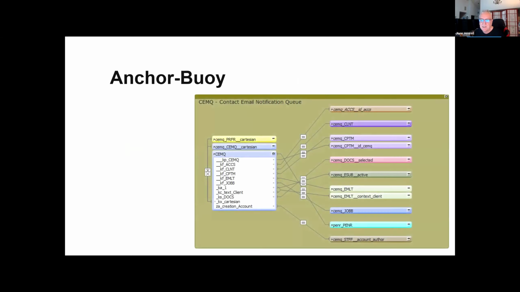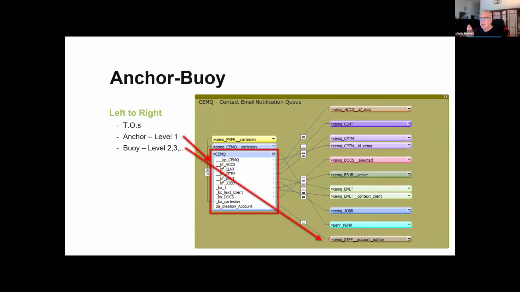Here's how it usually plays out. Here is the contact email notification queue table occurrence group. It's left to right. So you have an anchor, which I call level 1. And then all your buoys go off to the right, levels 2, 3, and 4. You're looking at level 2 here on the right. Seldom do I get past 3 or 4 levels. On rare occasions, I'll have 5 levels out. But in anchor buoy, it's strictly down to 2, 3, and 4 levels for the most part.